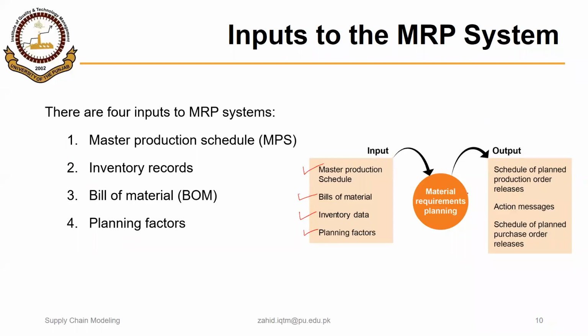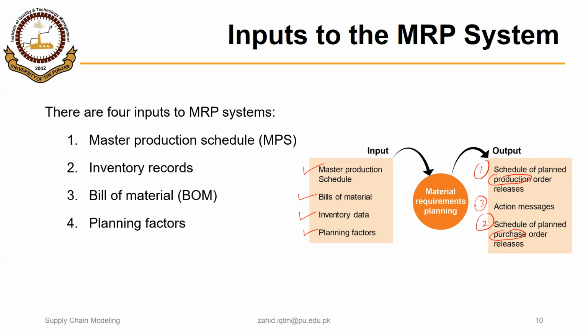There are 3 main outputs of the MRP process. One of them is the schedule of planned production order releases. The second is the schedule of planned purchase order releases. So if the component is being manufactured by the organization itself, the output will be the schedule of planned production order releases. And if that component is being purchased, the output will be the schedule of planned purchase order releases. And the third very important output is action messages, or exception messages.